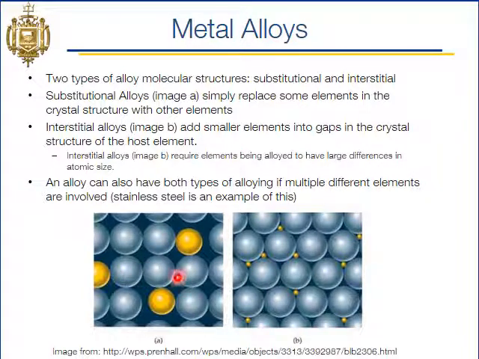In our interstitial alloy, like we have over here in this right picture, maybe this is iron and these are smaller carbon atoms, and those fit in between the iron atoms in the crystal structure. Now you might be asking, can you have an interstitial and substitutional alloy? And the answer is yes. You could have both carbon and copper in an alloy where the main alloying element is iron. So you could have both.